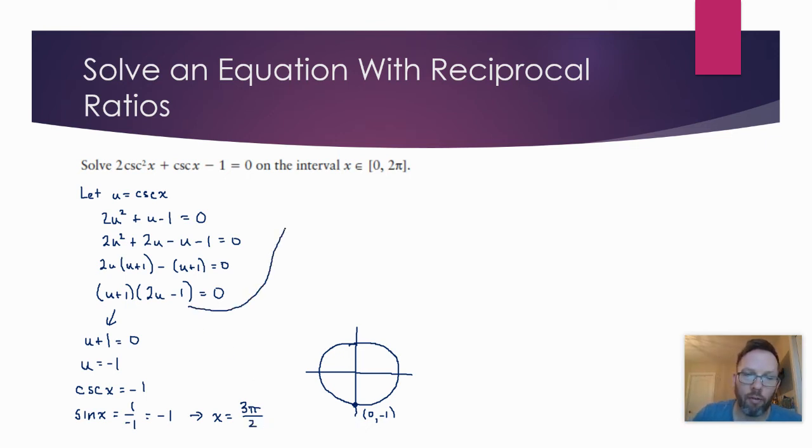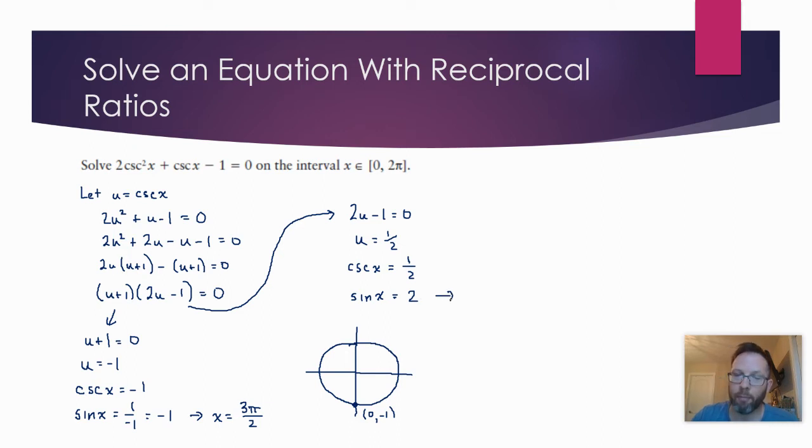For our second branch, let's have a look. I'll go off to where I have some space. So 2u minus 1 equals 0. Solving that gives us u equals 1/2, which means cosecant x is equal to 1/2. And before we immediately pull out the unit circle and look for some values, remember we have to write that in terms of sine to use our unit circle. And this gives us, if we take the reciprocal of 1 over 2, we actually get 2.